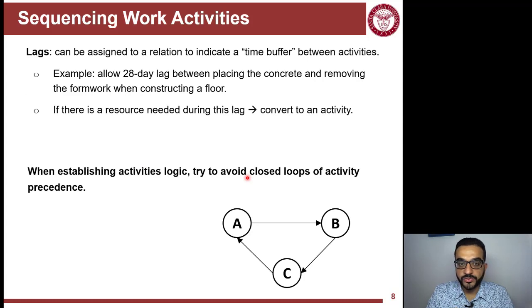So when you do sequencing of the activities, it's not only about which one comes first, but even the relationship between doing A first and then B, this relationship you can define with an attribute we call lag, which is a time buffer or a delay. So when you finish A, you don't do B right away. As a logic, you enforce a lag between them.